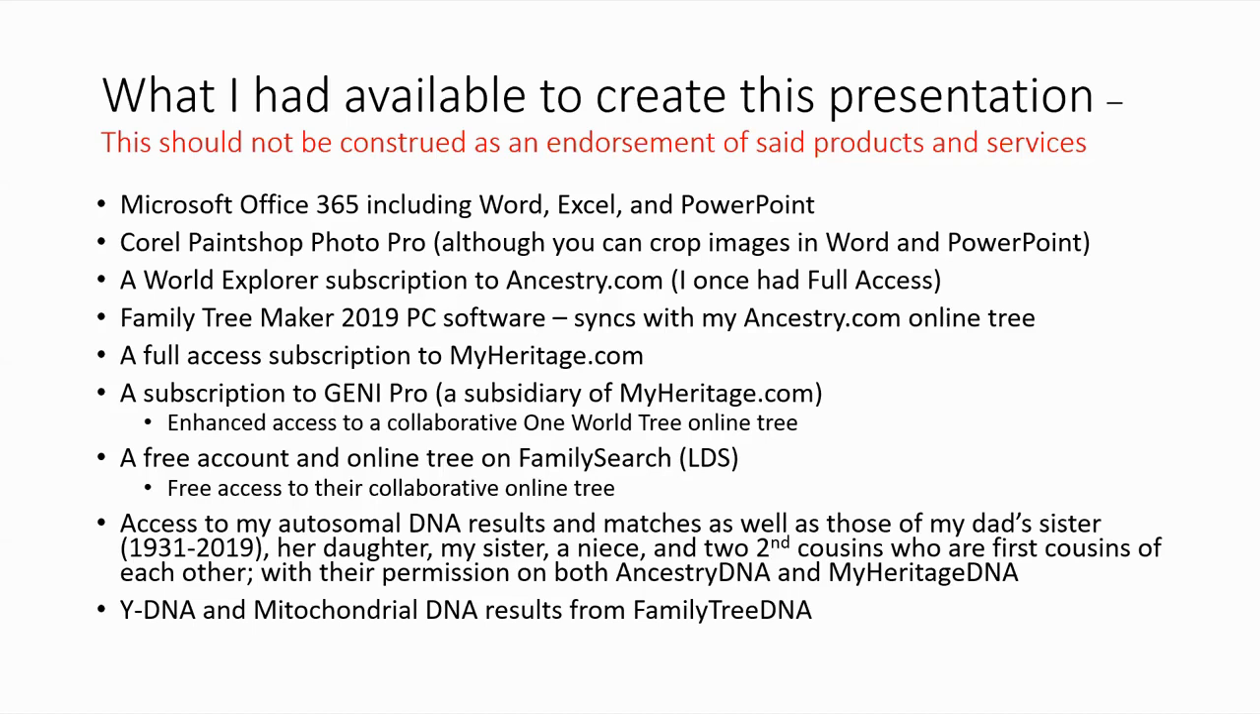And I have access to my autosomal DNA results and matches, as well as those of my dad's sister, her daughter, my sister, a niece, and 2 second cousins who are first cousins to each other, with their permission, on both Ancestry DNA and MyHeritage DNA. And I've also taken the Y-DNA and mitochondrial DNA results from Family Tree DNA. And I might add that Chuck Johnson, who is on here, has done 23andMe.